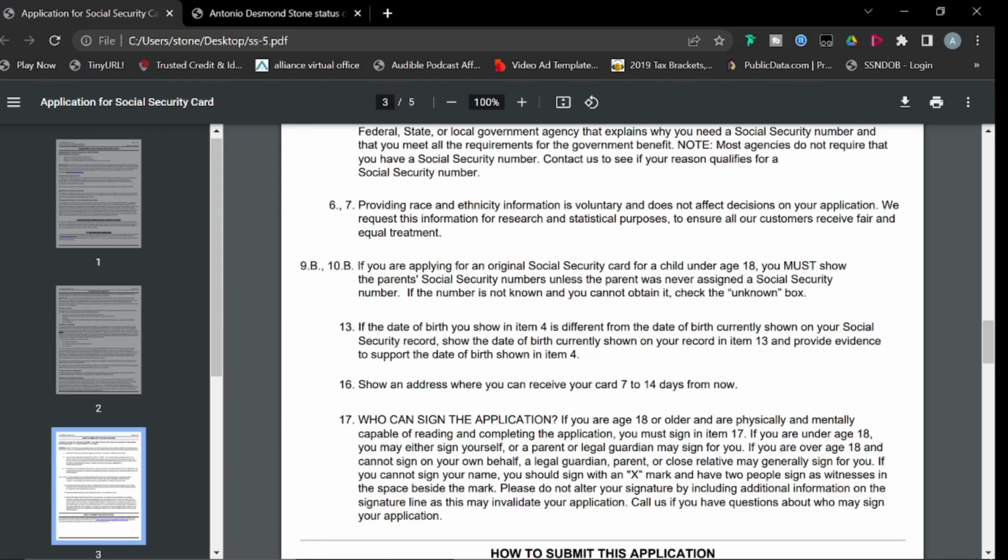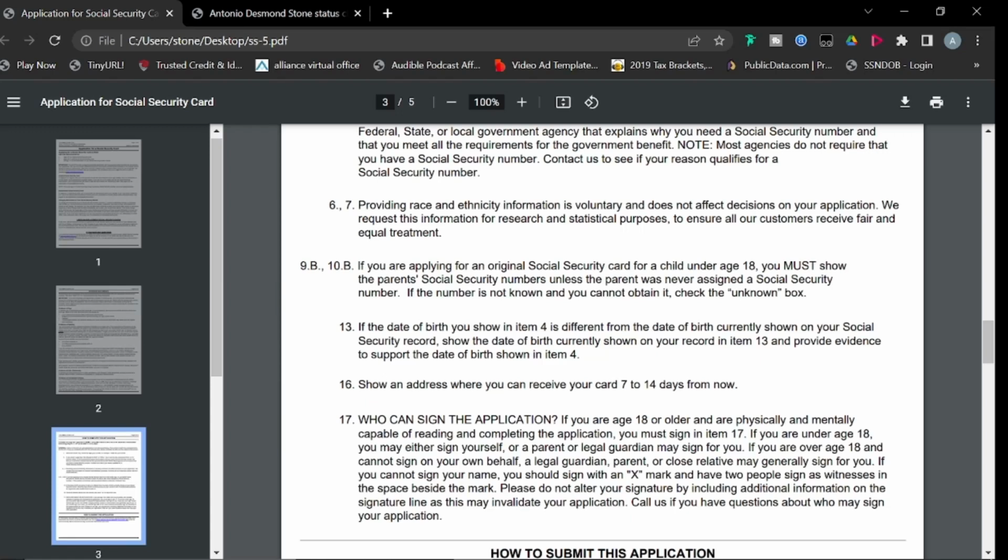Naming the all caps. They're telling you in the instruction, you can do that. So there's no way in hell that you will be breaking the law. They're telling you here. I'm sorry, I'm getting ahead of myself because I'm so excited, guys, to be mentoring you on this stuff. So a legal guardian, parent, or close relative may generally sign for you.